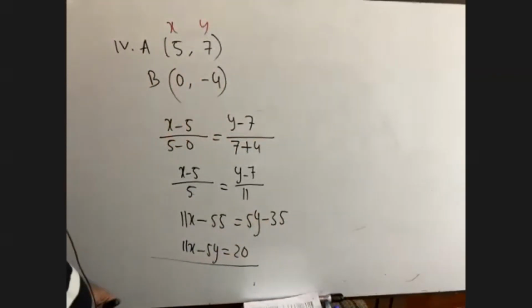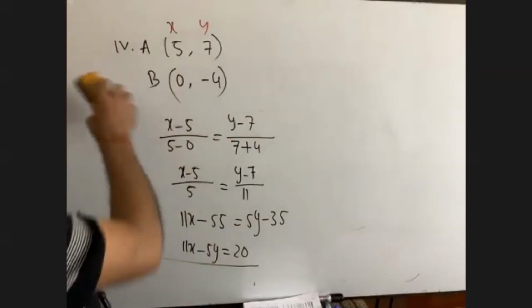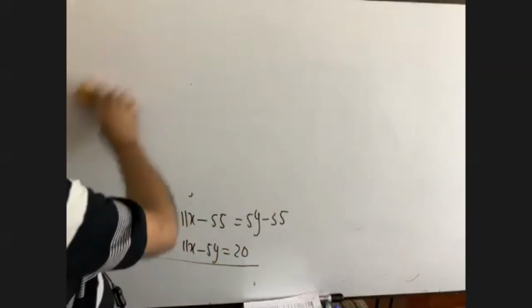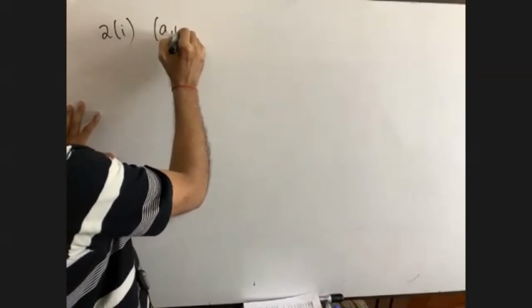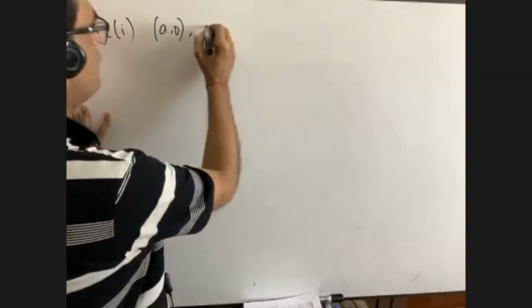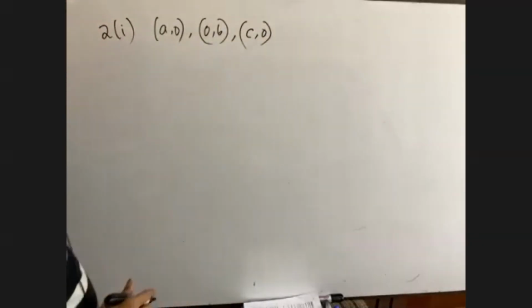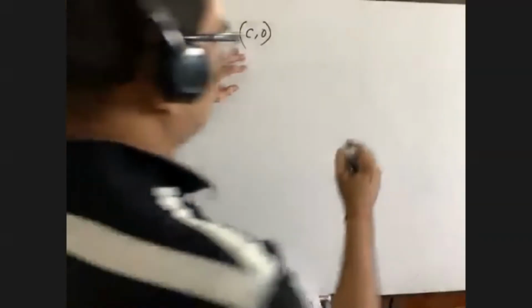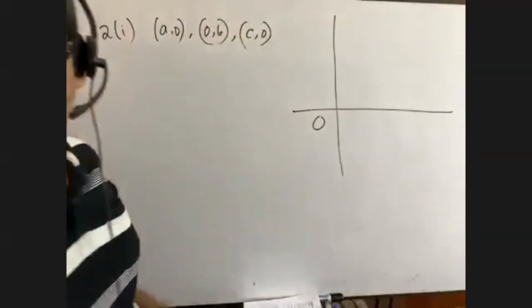Now, another math is also given. The origin and (3, 4). What is the formula? y = (y1/x1) x. So we put y1 and x1. That means 4x = 3y, or we can write 4x − 3y = 0. Is it okay?